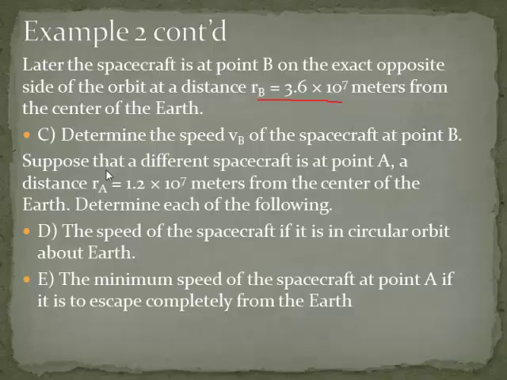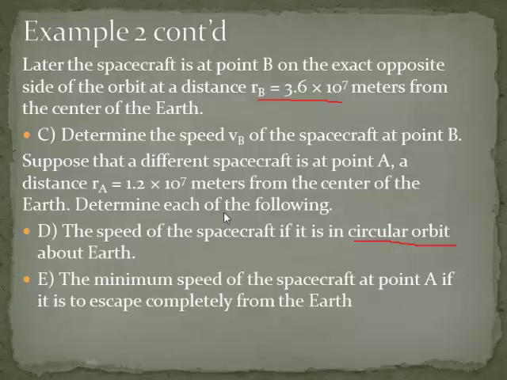Then suppose that a different spacecraft is at point A at that distance, 1.2 times 10 to the 7 meters from the center of the Earth. We want to find the speed of the spacecraft if it is in circular orbit about the Earth. So it'll be different from our original spacecraft because it's in circular rather than elliptical orbit. And then we also want to find the minimum speed of the spacecraft at point A if it is to escape completely from the Earth.